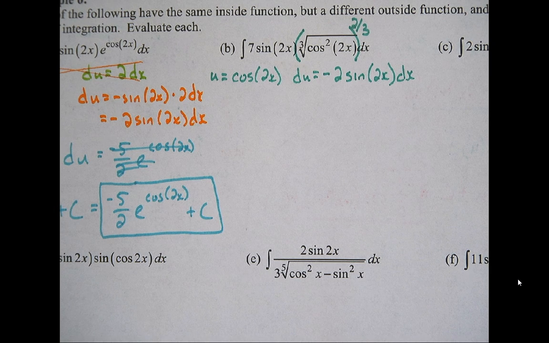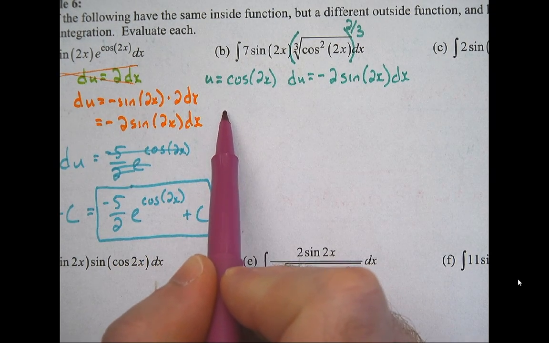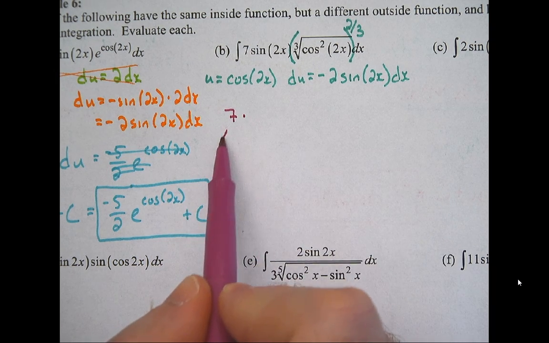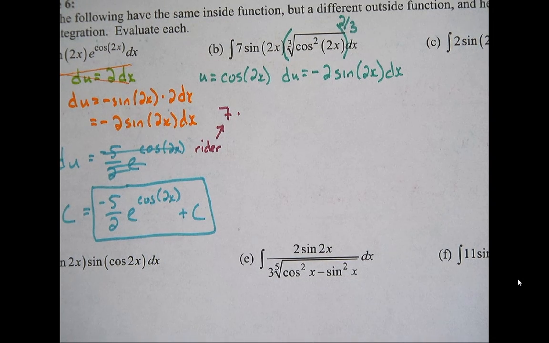I'm going to try this one with pattern recognition. So I'm going to take out any riders. In other words, any constants. So I see a constant of 7. I don't need that 7, so that 7's out front, times by. This is what we call the rider. It's what Corpy calls the rider, because it just rides, baby. It rides.